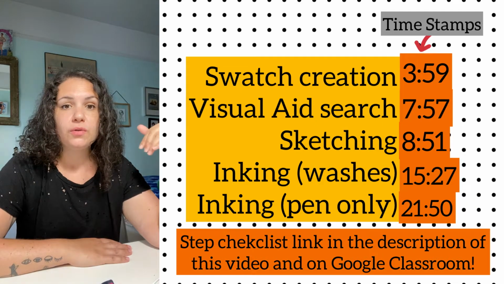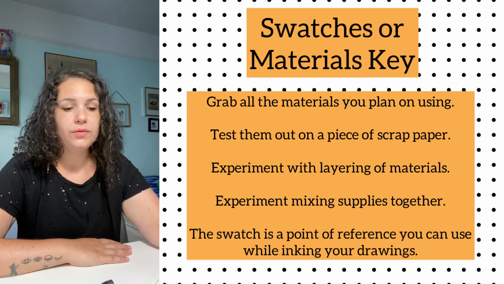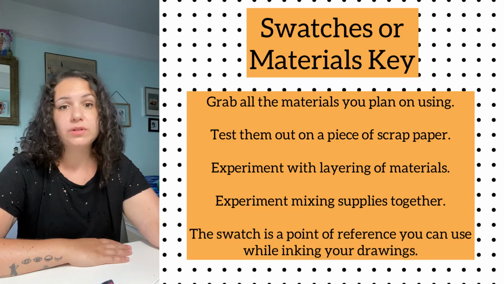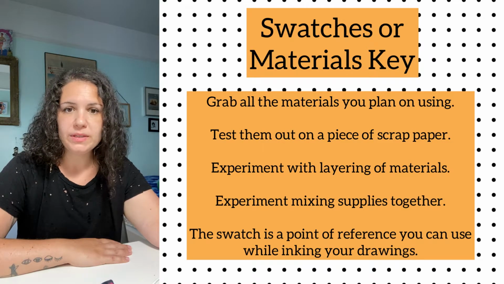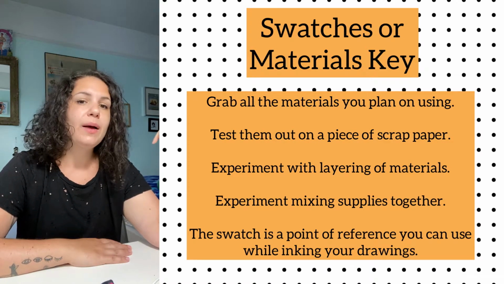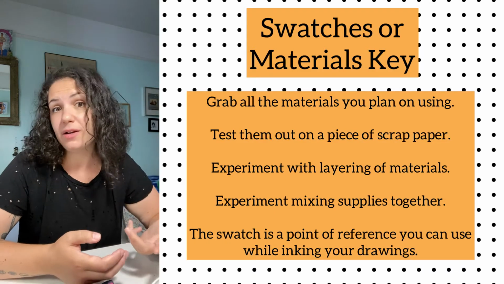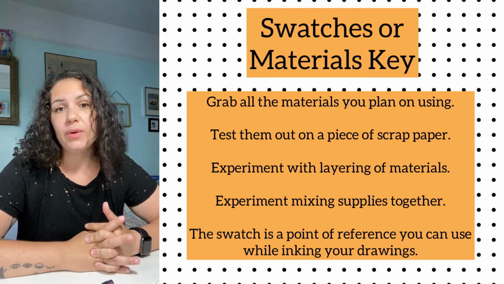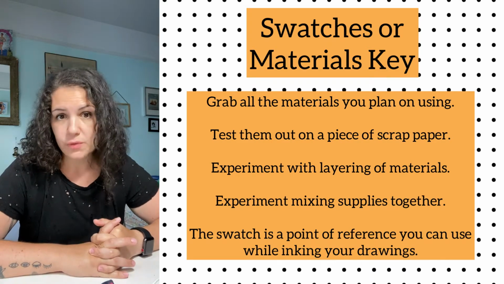So swatches are there basically for you to test out your materials. You want to gather up all of your black markers, all of your black pens, or if you only have one, and then maybe a brush if you can, and some water. And you're basically going to test that out on a piece of scrap paper to see what happens if you add layers, what happens if you add water, what happens if you mix a pen and a marker together, and that way you can really see what it looks like before you use it on a work of art. So that's what the swatch is there for.